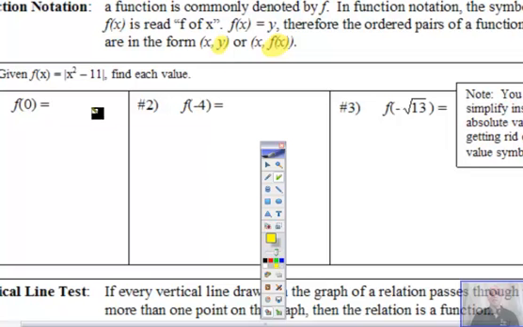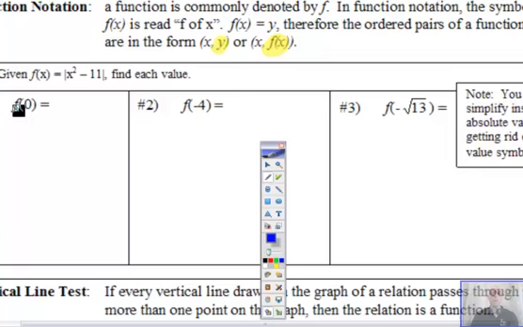Example C. Given that f of x equals the absolute value of x squared minus 11, find each value. Let's read this note first. You must simplify inside the absolute value before getting rid of the absolute value symbols. Some people make the mistake and think absolute value means make everything plus. Well, it's not true. You don't make this a plus sign. You simplify everything inside the absolute value. Once everything is simplified, then the final result is a positive.